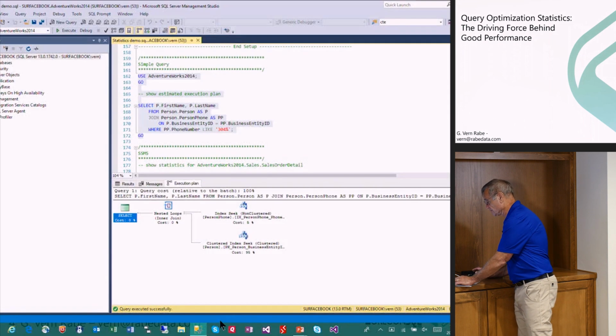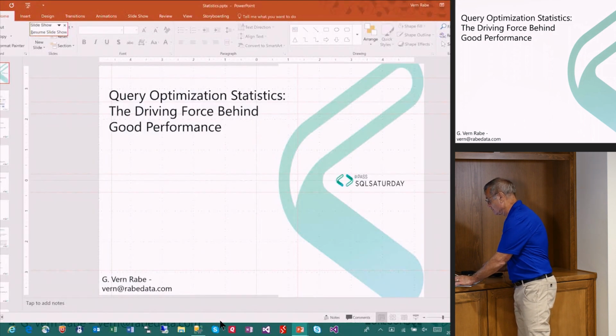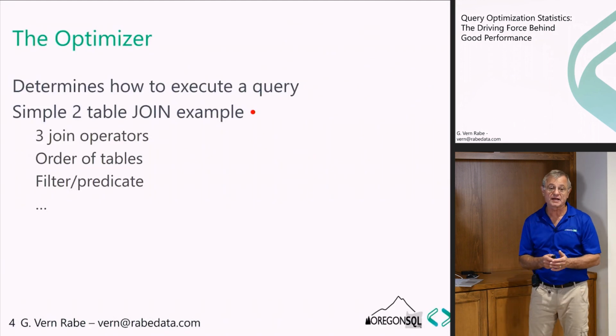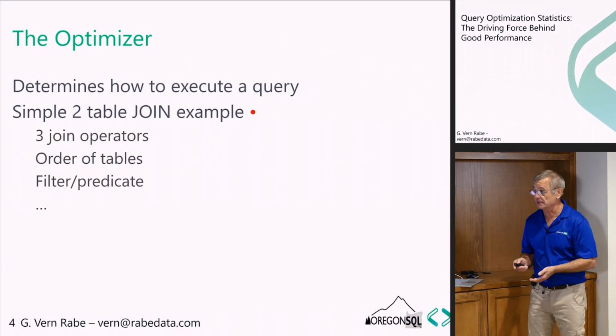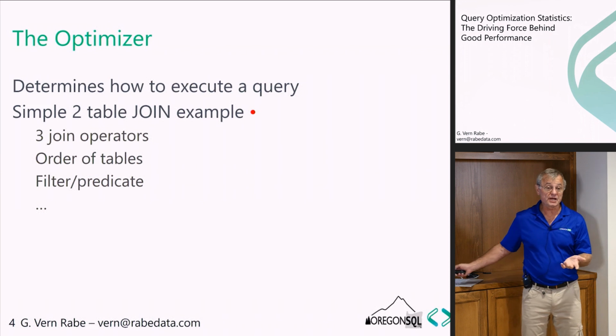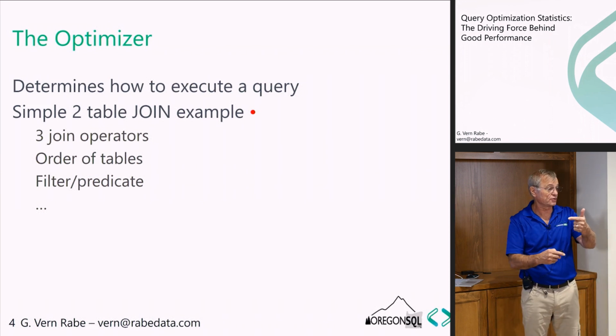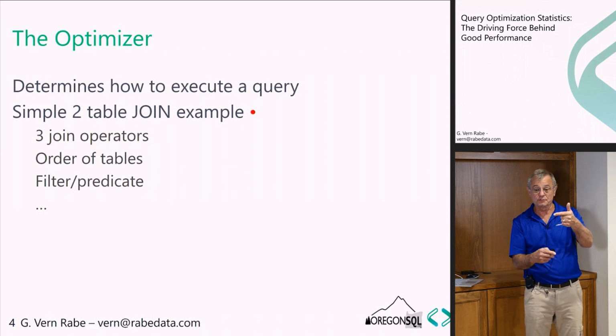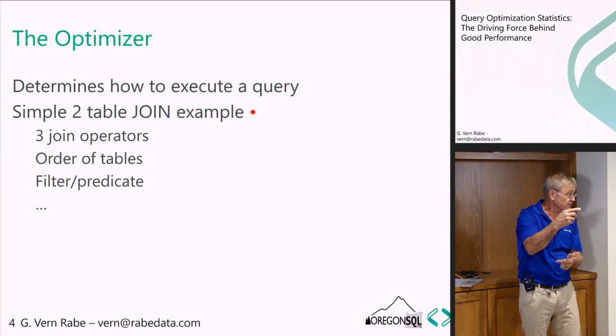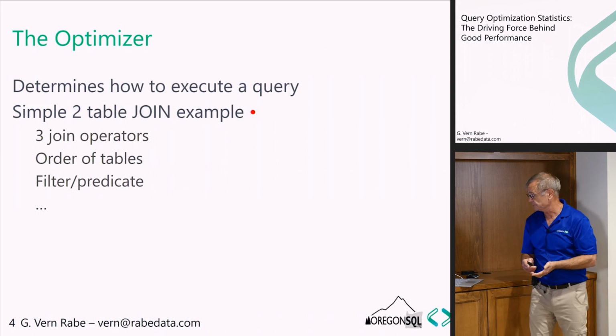So the point here is just simply that there's a lot of options for the optimizer to go through and determine how to execute the query. The order of tables. I didn't mention that. It could have chosen one table to be the outer in the nested loop versus the other. That's another option it considers.